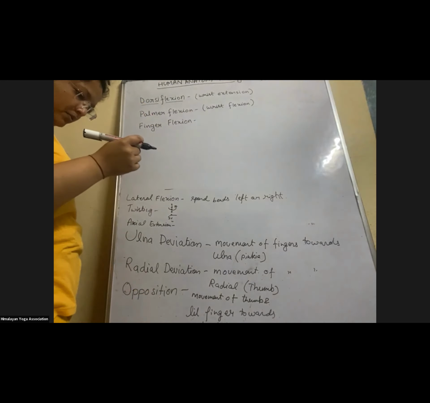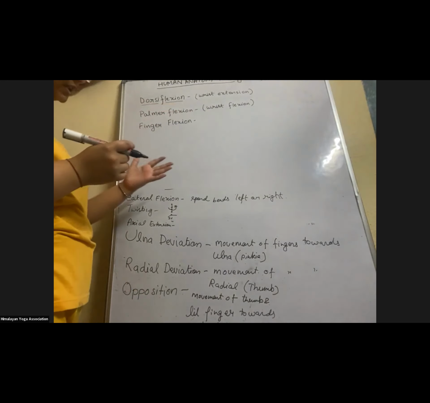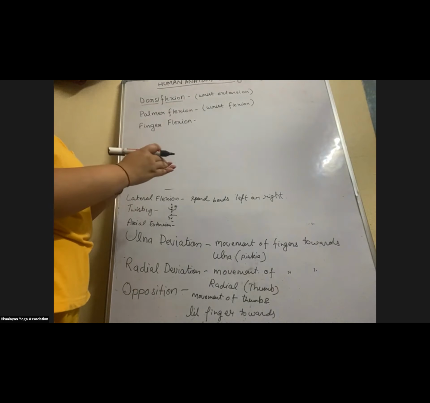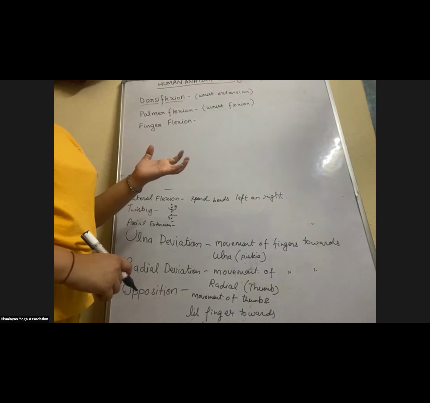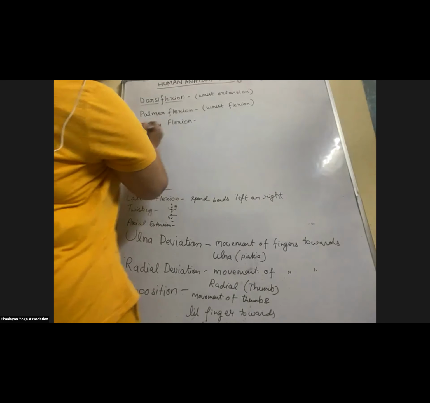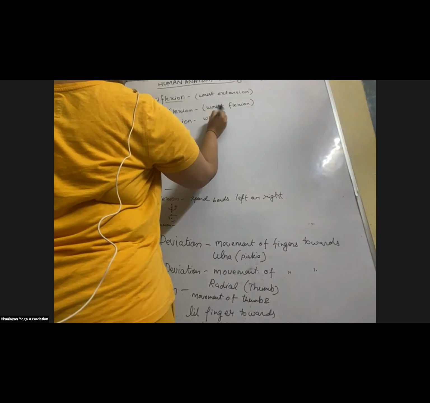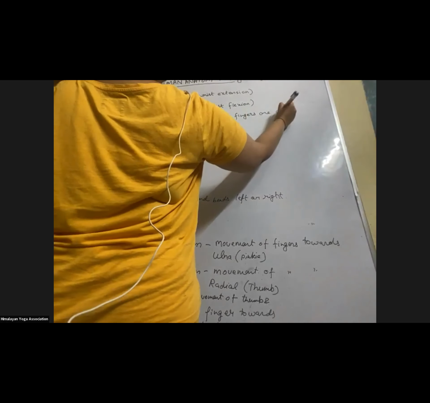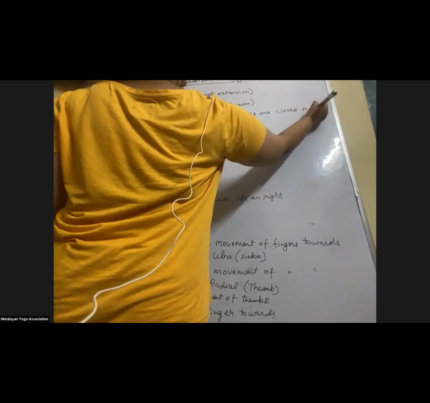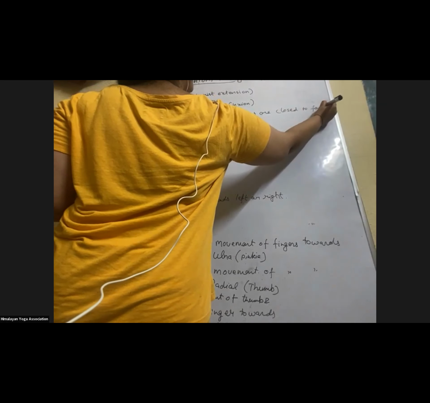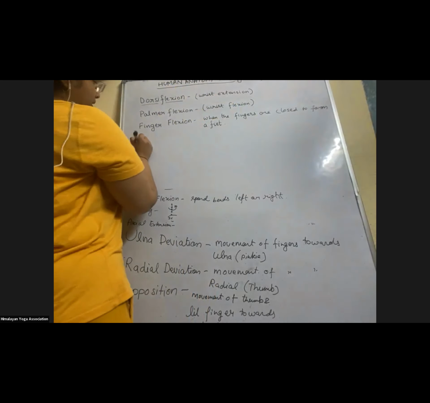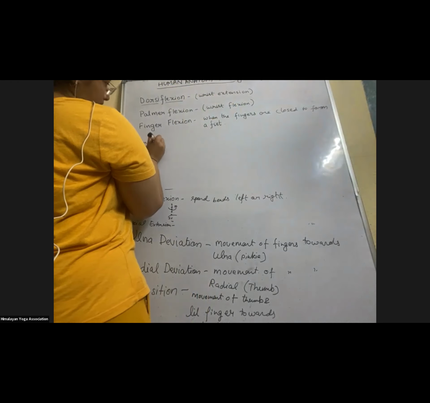Now, finger flexion. In finger flexion, what happens? The angle of the finger is reduced. Finger flexion is when the fingers are closed to form a fist. Then we have finger extension.